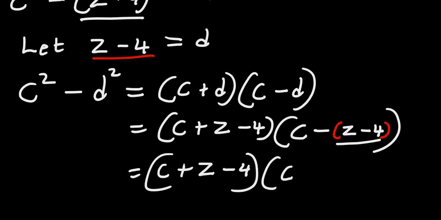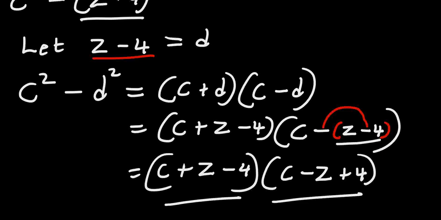c, negative z. Then this negative sign will multiply -4, and automatically we're going to have +4. So this is the final answer to this question, and I hope it makes some sense. All right, let's go on to the next question.